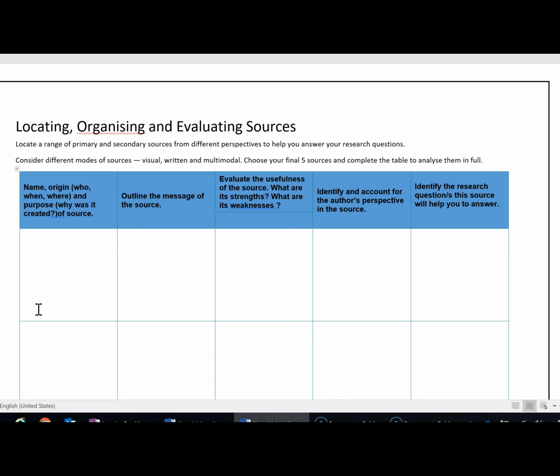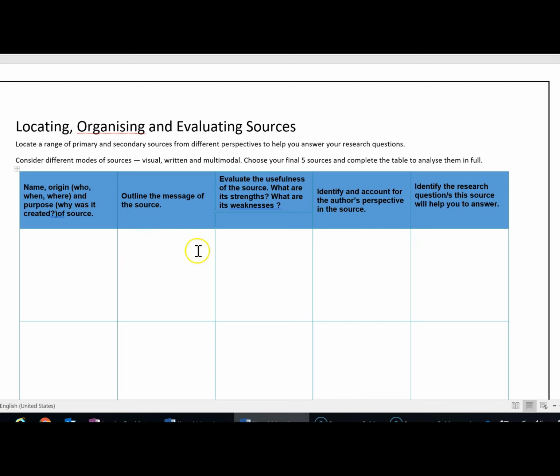So why is your source constructed? It's always got a purpose. Even if it's in your textbook, the purpose is to educate. So have a little think about that. Outline the message. So what is the source trying to say? What's the message in basically the text or the picture?